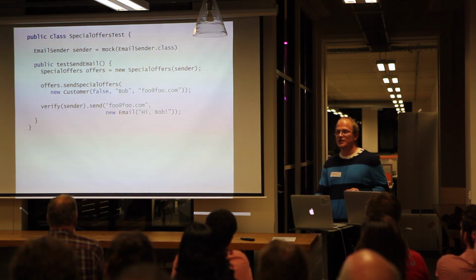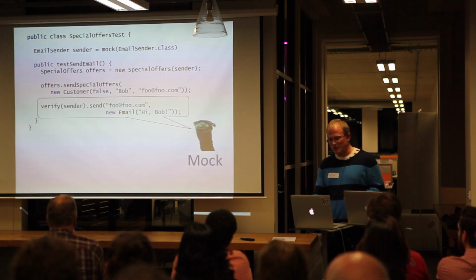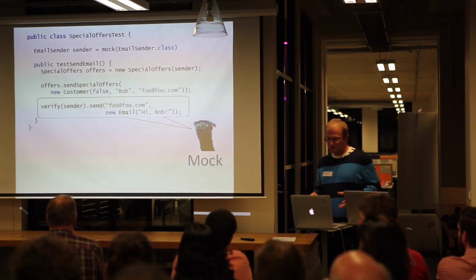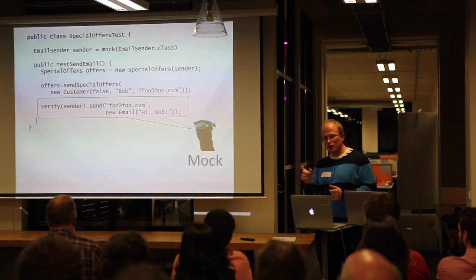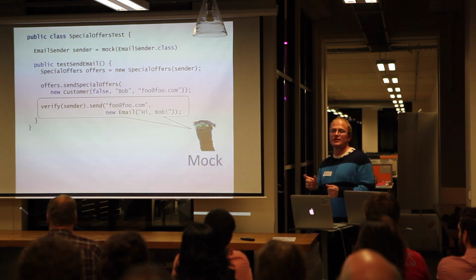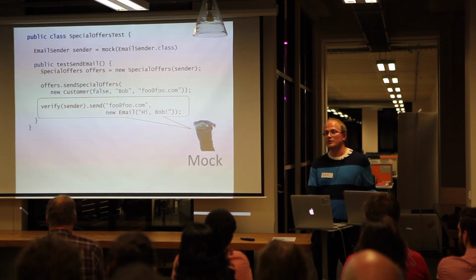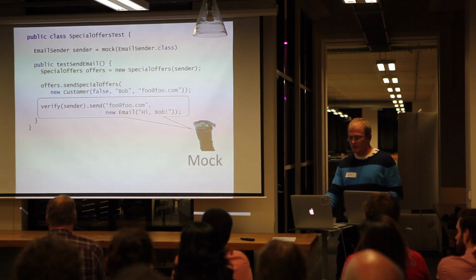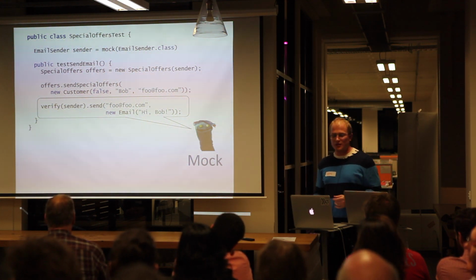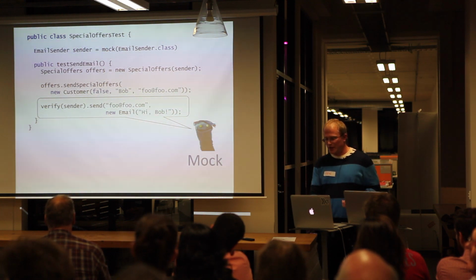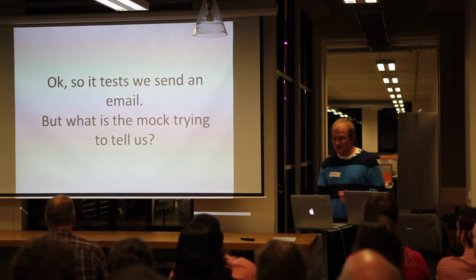So the test might look like this. We're mocking the email sender because we don't want to actually send emails in our tests, of course. And so what we do then is verify that the send method got called with the things that we expected it to get called with. So that's not too bad. I think it's sort of minimally slicing off that effect, and it's making it deterministic. But what's the mock trying to tell us? Let's investigate.